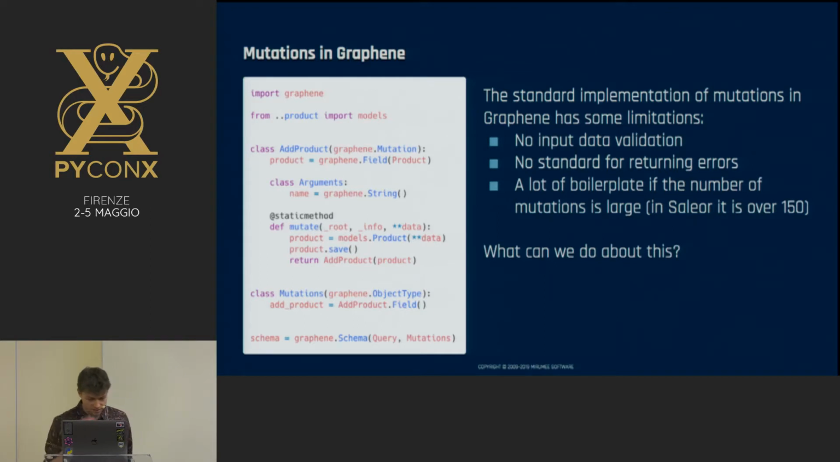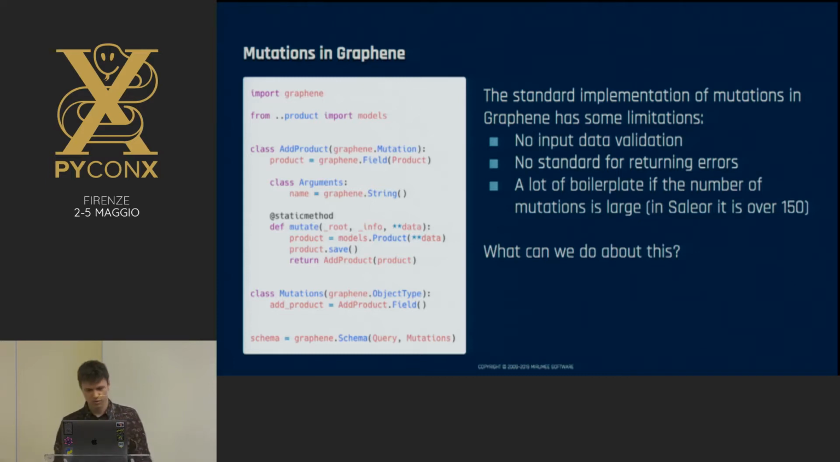And as you can see, this example is very simple because it just takes the input data from the mutation and puts it into the model instance and saves it. So that's not the usual case. Usually you want to have some validation of the incoming data. Also, you may have some validation of the product instance or the model instance. And if you were using the basic mutation class that is provided by Graphene, you will end up with a lot of boilerplate code. So especially if you have like 150 mutations in your code.